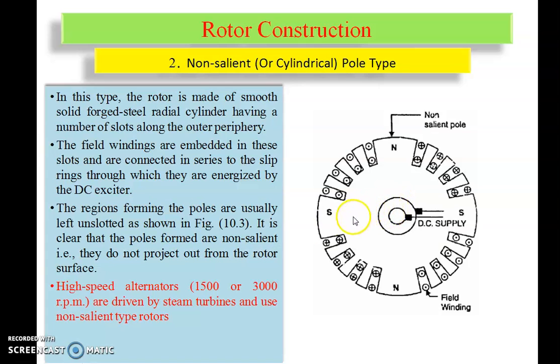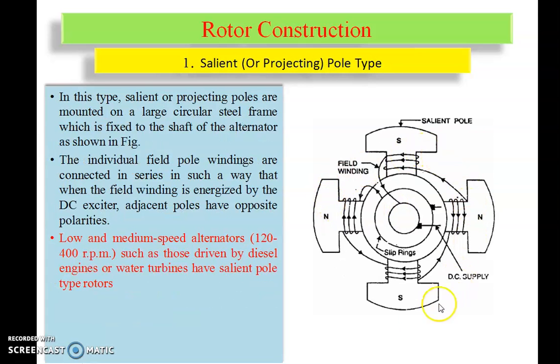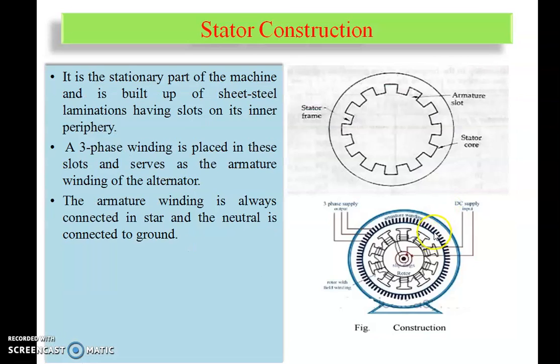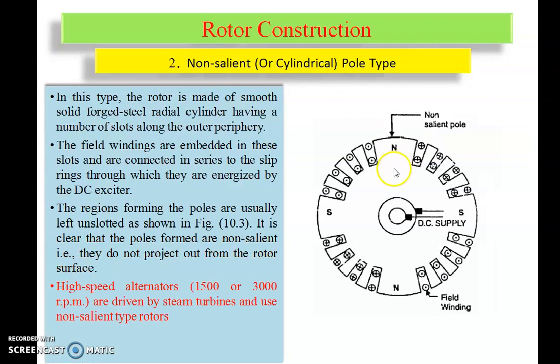Now, as we showed, this figure has the salient pole rotor, while this is nothing but a cylindrical shape of rotor. In this type, the rotor is made up of a smooth, solid forged steel radial cylinder having a number of slots along the outer periphery. That means similar to your stator. Already we have seen that the stator has different slots. Similar to the stator, we are providing these slots in the rotor periphery also.